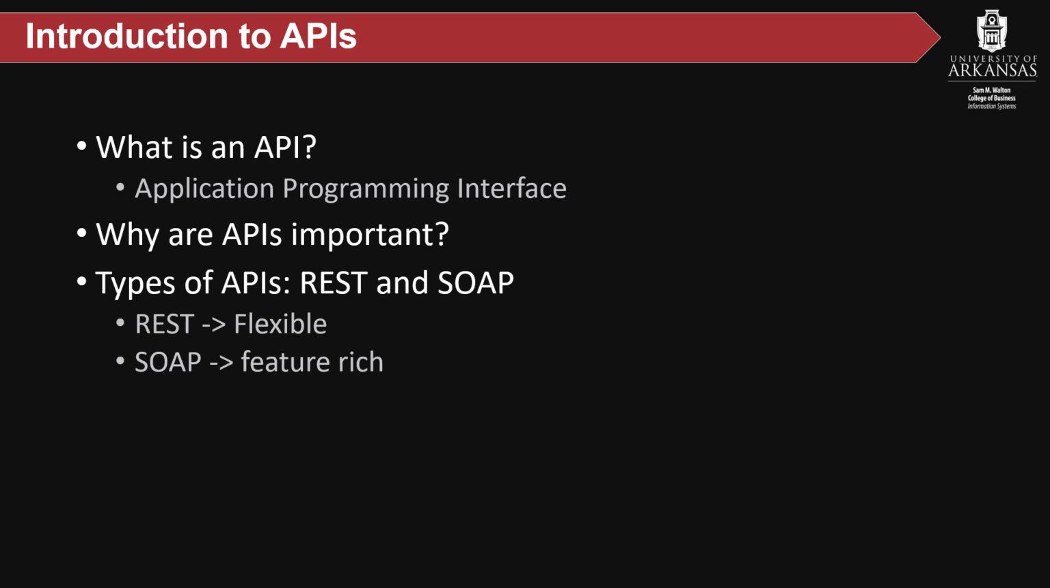Why are APIs important? APIs are the backbone of modern software development. They allow for the integration of different systems and services, enabling functionalities like pulling data from a server, updating records in a database, or processing payments. In short, APIs make our digital lives run smoothly.